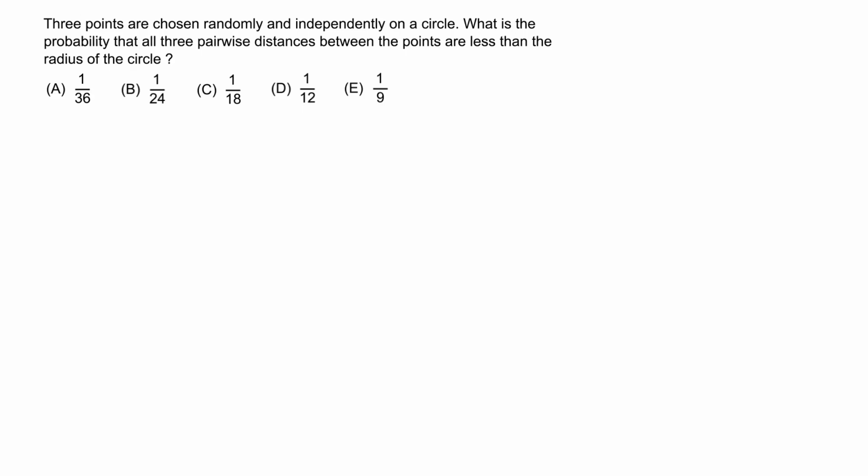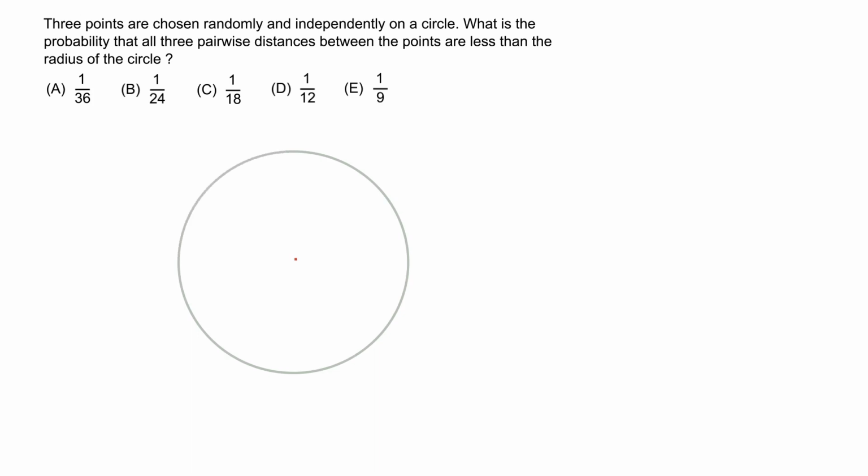3 points are chosen randomly and independently on a circle. What is the probability that all 3 pairwise distances between the points are less than the radius of the circle? So first, let's explain what it is that they are referring to in the question.